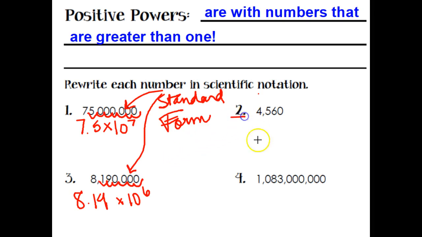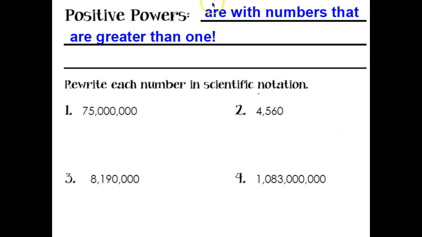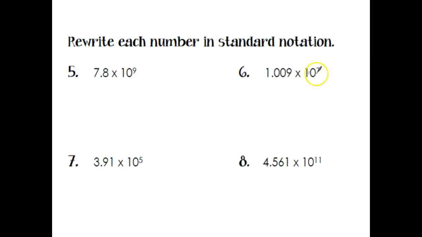All right, so homework. It says rewrite each number in standard notation or standard form. So this is 7.8 times 10 to the 9th power. What does this 9 mean? That means I started off with a number greater than 1.